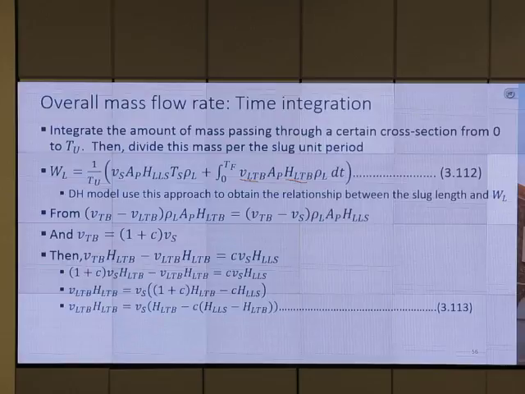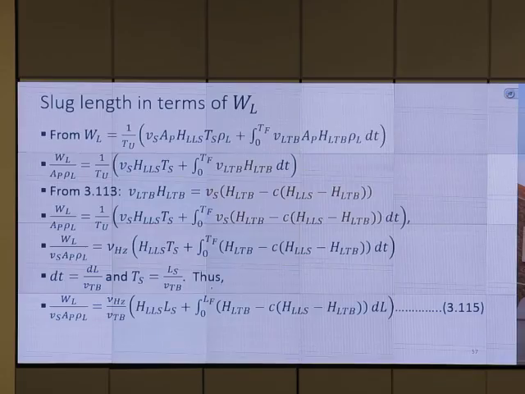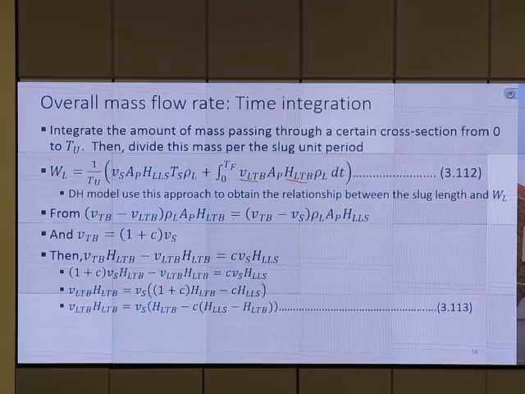VLTB, how do we get VLTB in terms of time? What do you do? Okay, maybe, do we have it? Okay, let's talk about that later. The Douglas Hubbard model used this approach to obtain the relationship between slug length and WL. Okay, and we have equation 3.113.